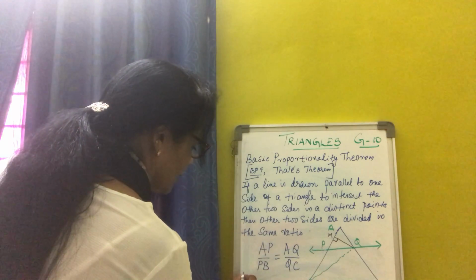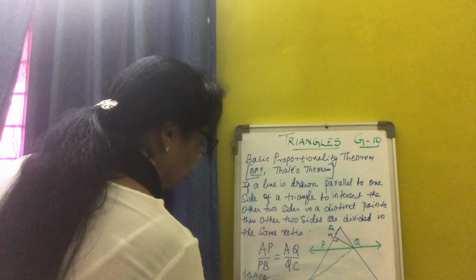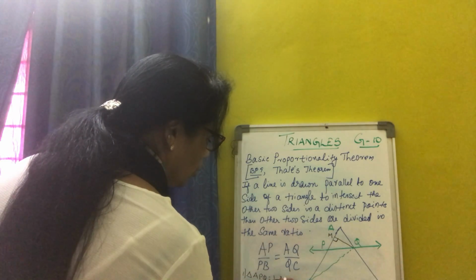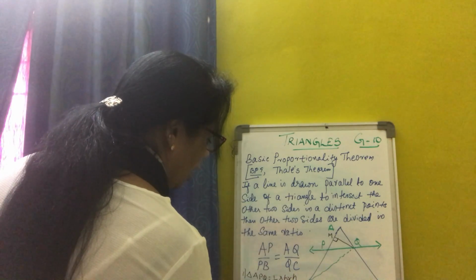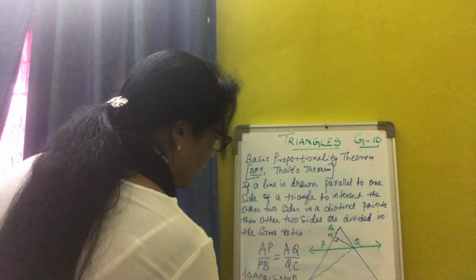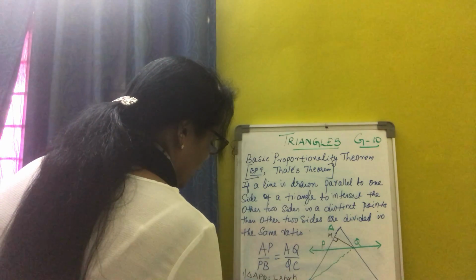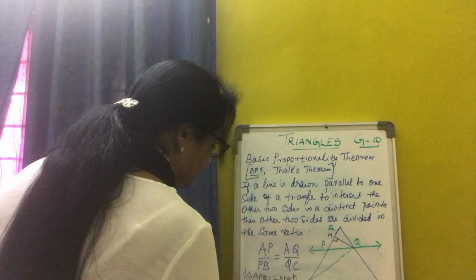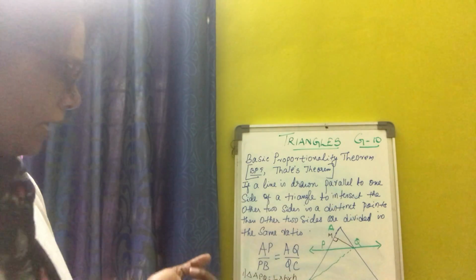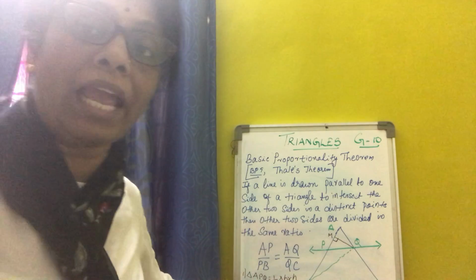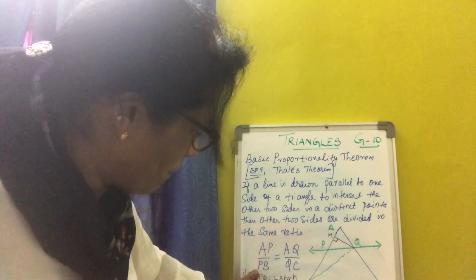First I'll apply it in triangle APQ: half into base into height, which is equal to half into AP into QM. This is my equation number 1. Triangle APQ is equal to half into AP into QM is my equation number 1. So this AP part is here.